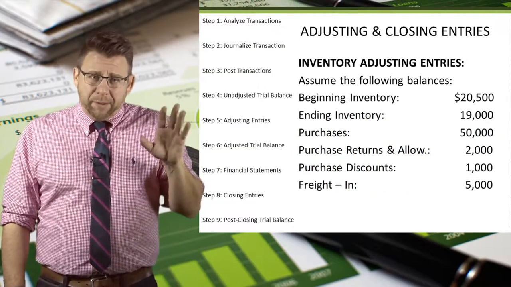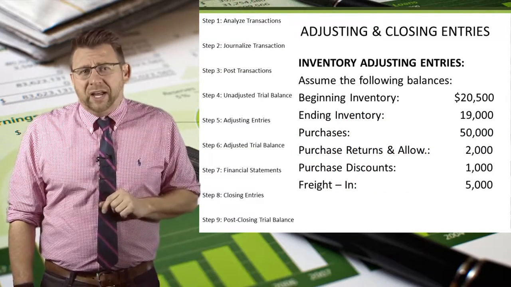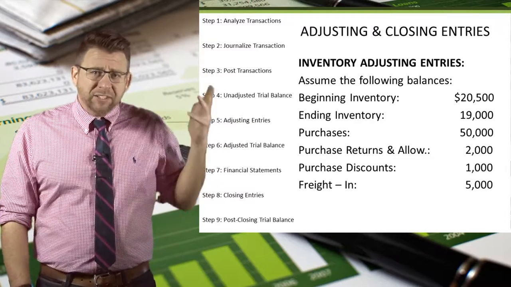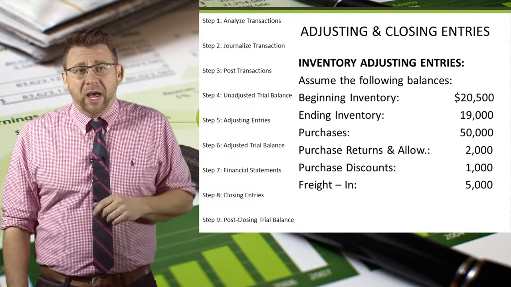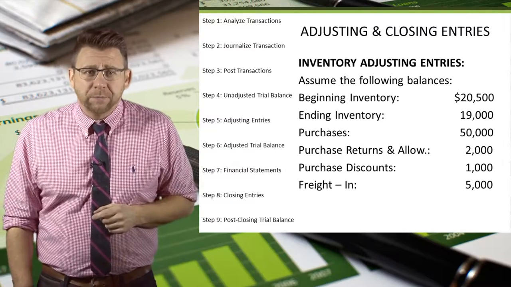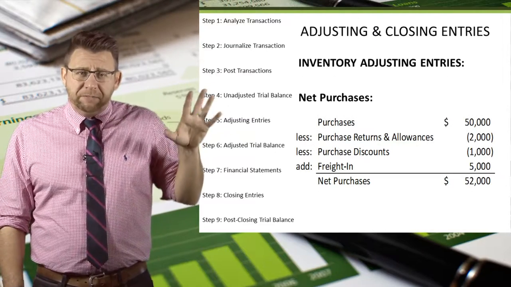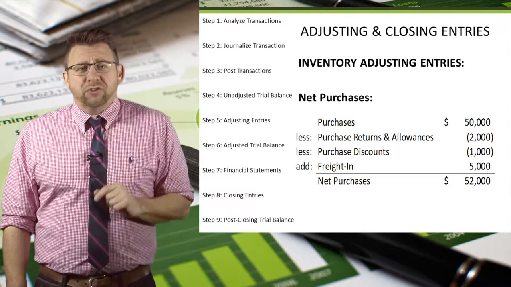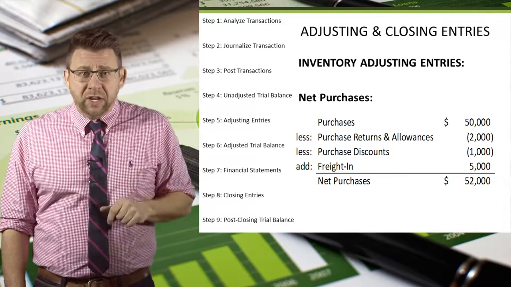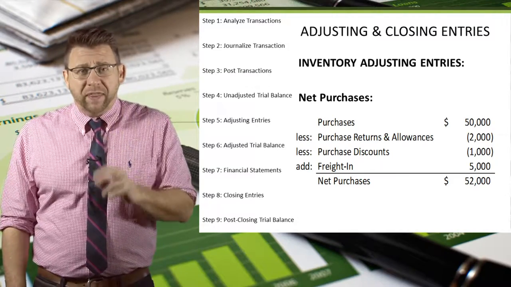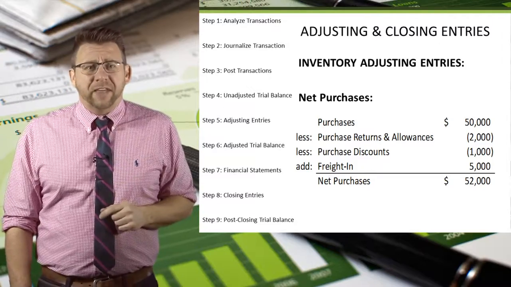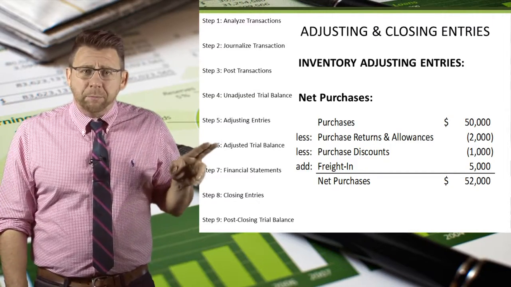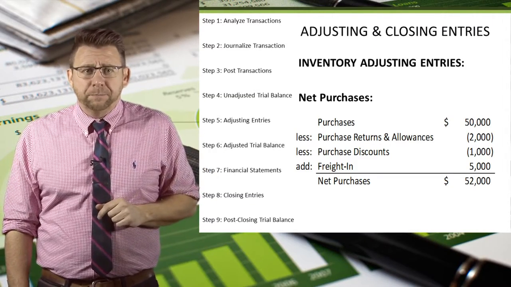Let's look at an example. Assume the following account balances. Let's plug those into the cost of goods sold model and calculate cost of goods sold. Purchases of $50,000 minus purchase returns and allowances of $2,000 minus purchase discounts of $1,000 plus freight in of $5,000 equals net purchases of $52,000.